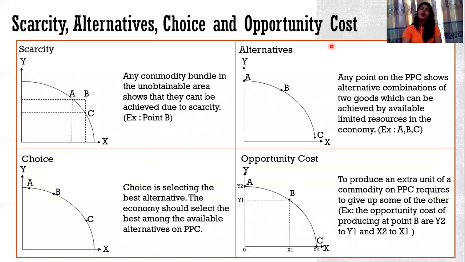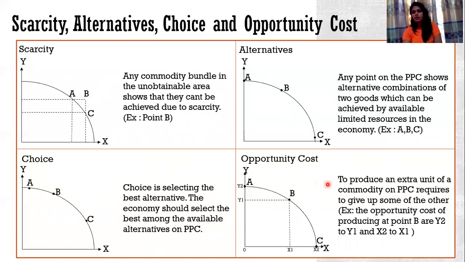Alternatives. Any point on the PPC shows alternative combinations of goods and services that the economy can produce. Then comes choice. Out of the alternatives available, you can select any alternative. This selection is what you call the choice. Then comes opportunity cost. We discussed this concept a while ago as well.